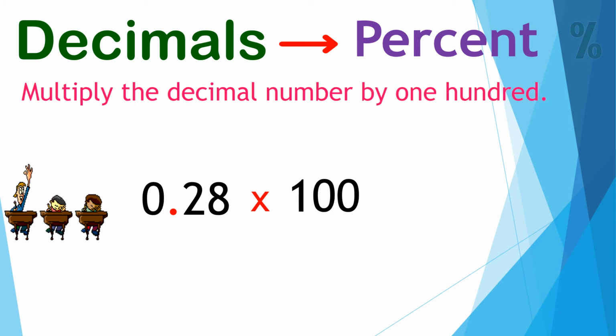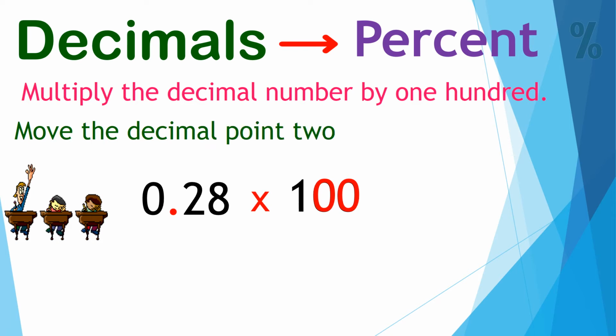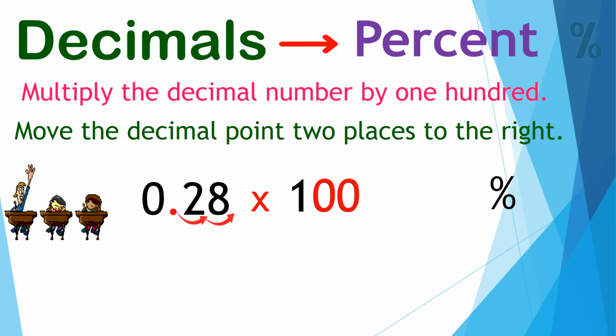But multiplying numbers with powers of 10, such as 100, is so easy. There is no need to do long multiplication. And since 100 consists of 2 zeros, simply move the decimal point 2 places to the right, this way, and add the percentage sign. So 0.28 is 28%.